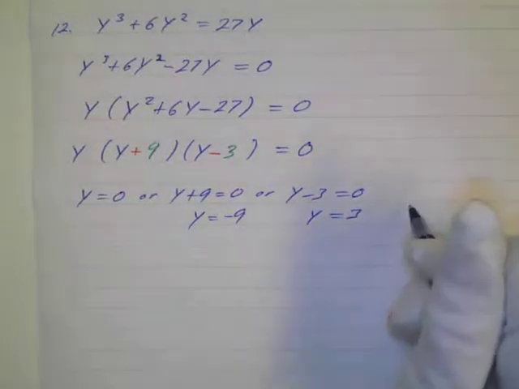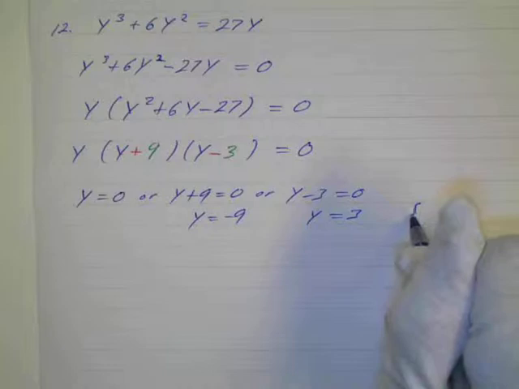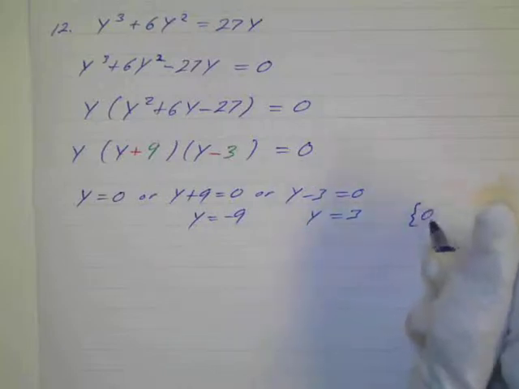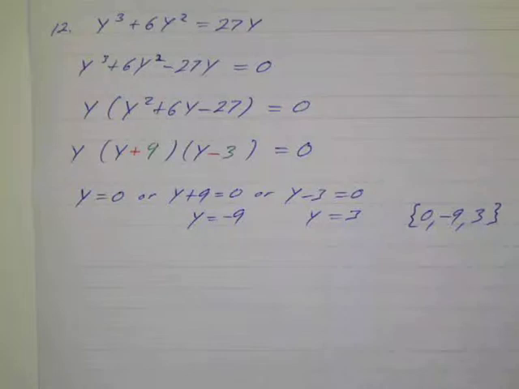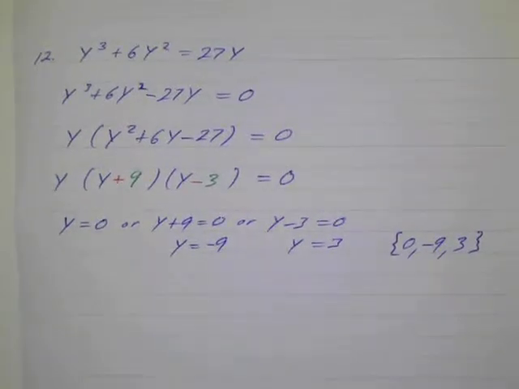So we have a set here: 0, negative 9, and 3. And that's our solution set. Okay? So if that makes sense.